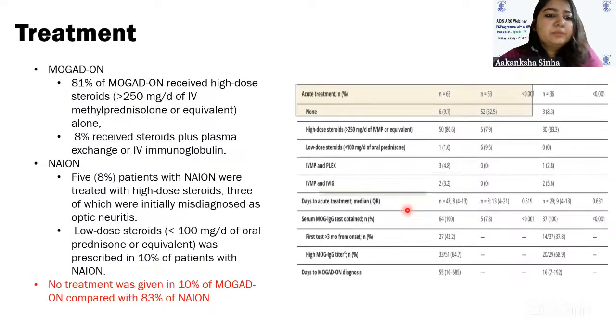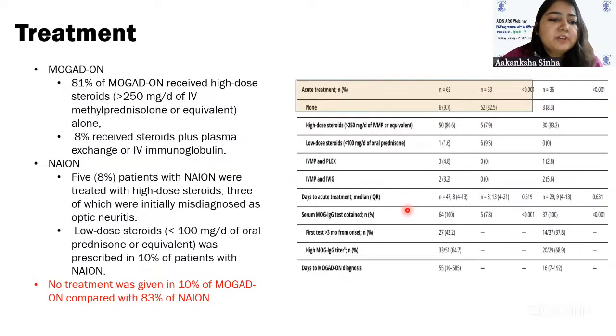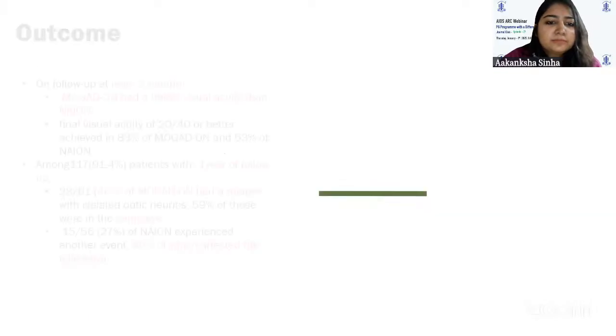Now moving to the treatment part, of the MOGAD group, 81% received high dose steroids and 88% received other treatment trials like plasma exchange or IV immunoglobulins. In the NAION group, 8% received high dose steroids and about 10% received low dose steroids. So of total, we can see that no treatment was given in 83% of the NAION group in comparison to MOGAD, in which only 10% received no treatment.